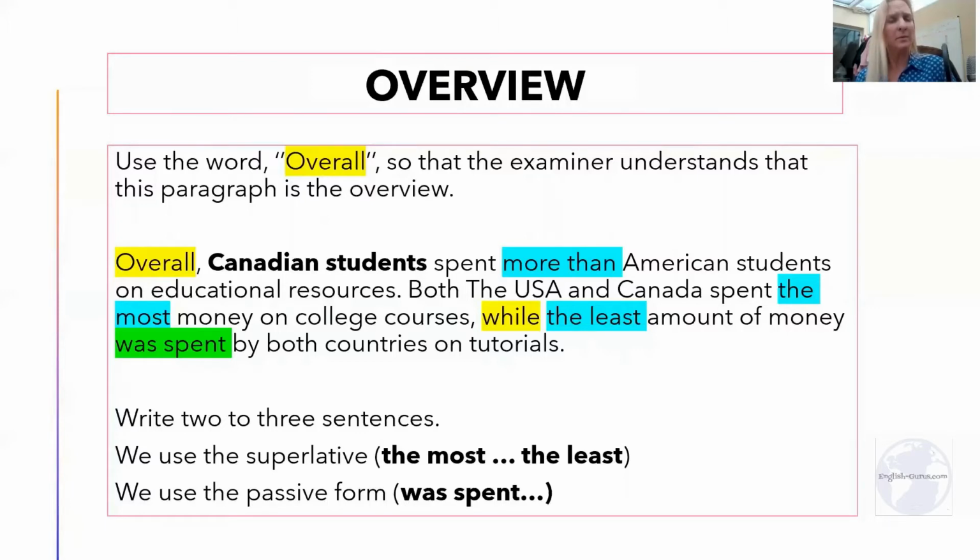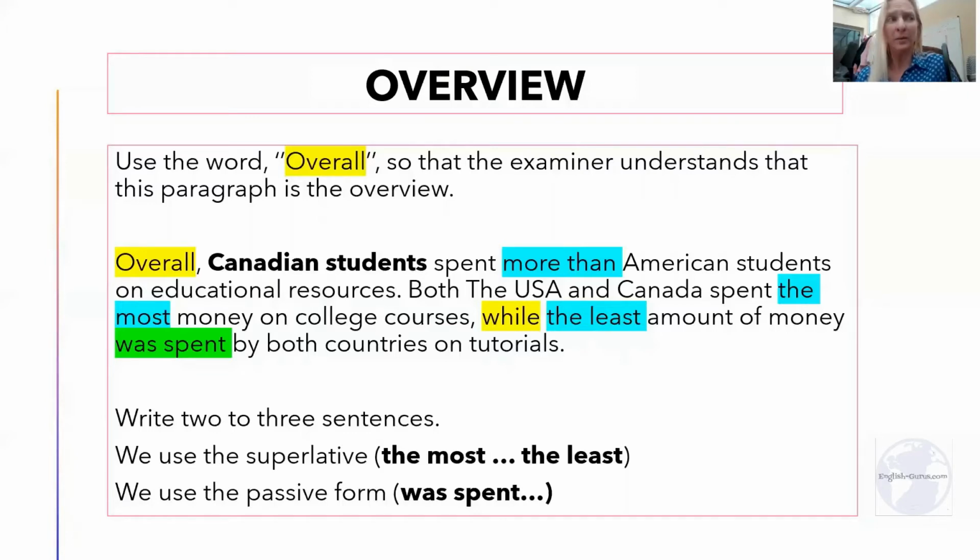So here I've summed up the main ideas: which country spent more than the other on educational resources, and what the most and least amount of money was spent on. So it's very condensed. I've put it into only 2 sentences, but that's all you really need to do.